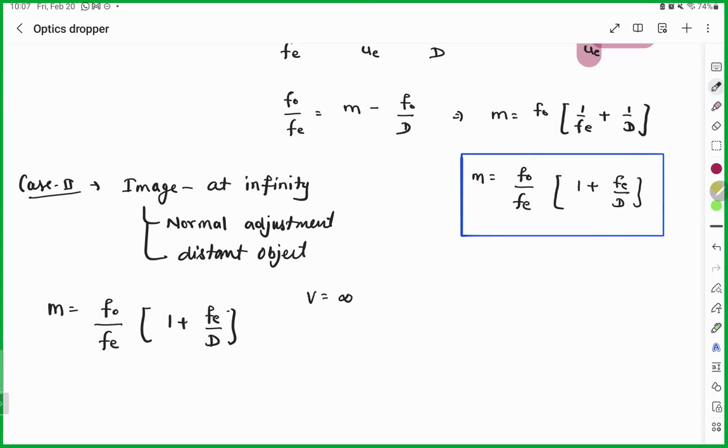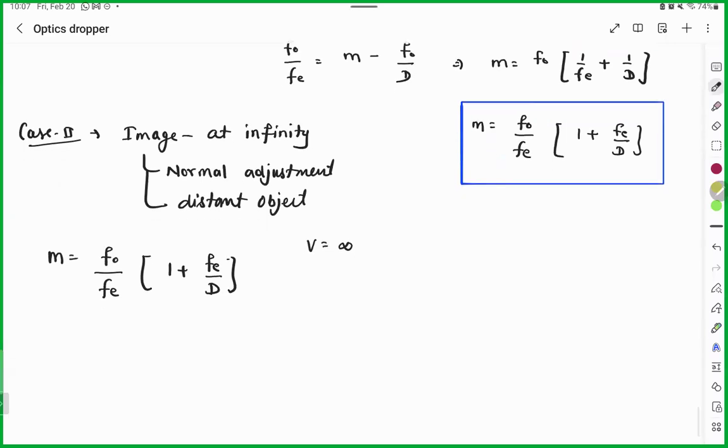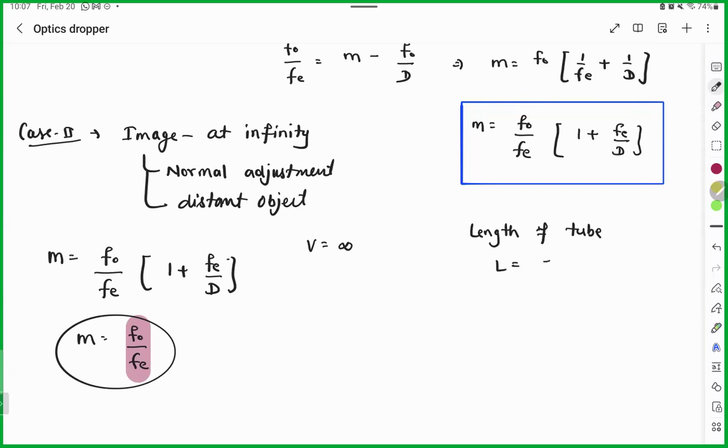Image is formed at infinity. That's why it will be equal to, done. And you know the length of the telescope tube, L, is equal to the focal length of the objective lens and the distance of the image. Done.